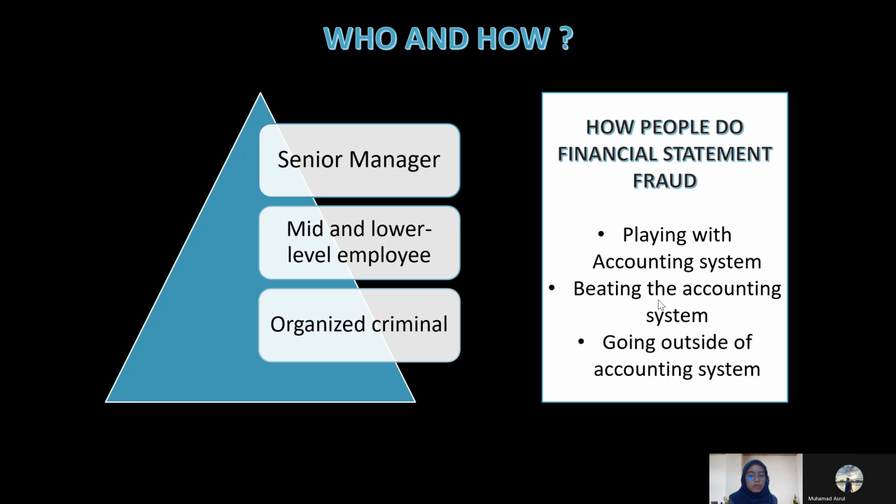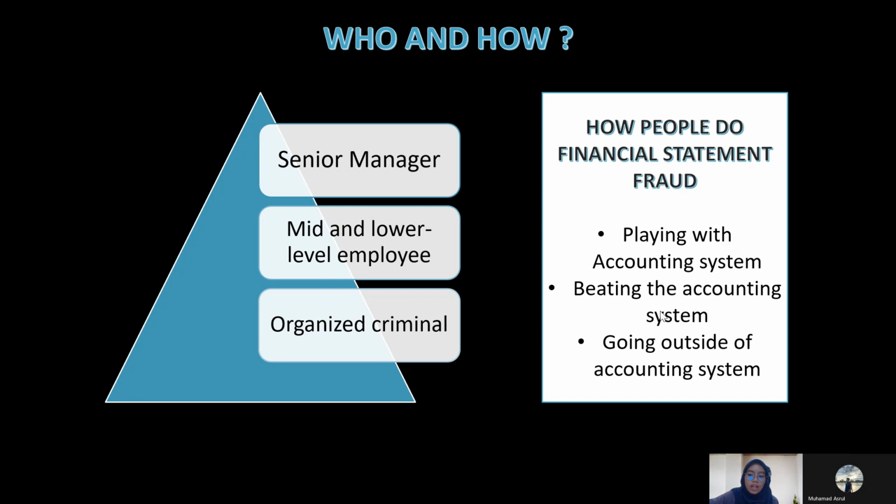So there are three main groups of people who commit financial statement fraud. First of all is senior management. Why senior management? Senior management is the most likely group to commit financial statement fraud. And based on the research, the CEO was involved in 72% of the frauds, while the CFO was involved in 43%. And either the CEO or the CFO was involved in 83% of the cases. And the motives of senior managers to commit financial statement fraud are varied.